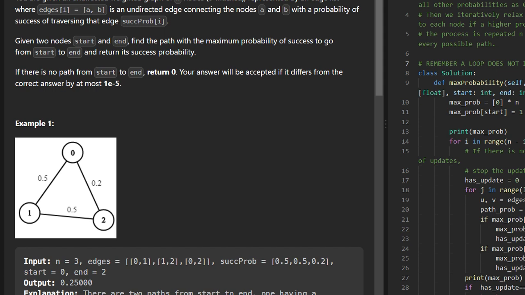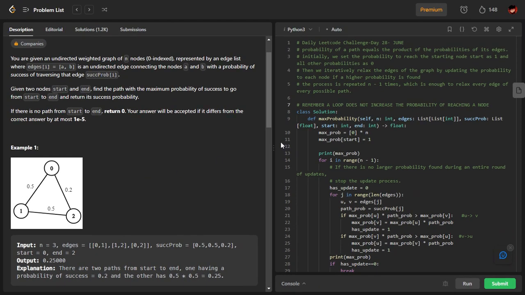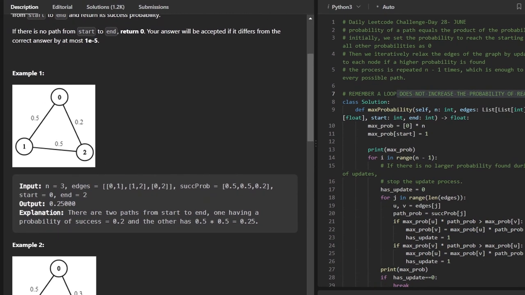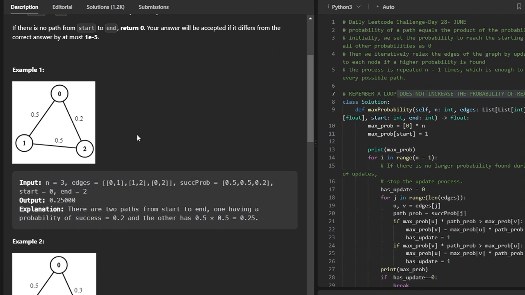That's what I wanted to convey. When you go around a cycle, you are not going to increase the probability, you are decreasing it. Remember, a loop does not increase the probability of reaching a node. Please make this point very clear. We don't want to go through the loop again and again. We just want to go through the loop once.